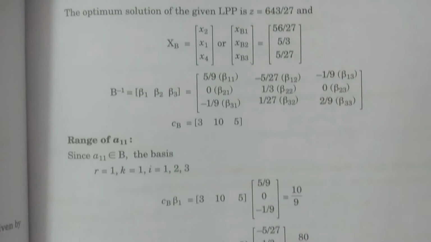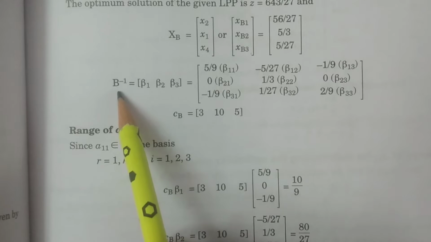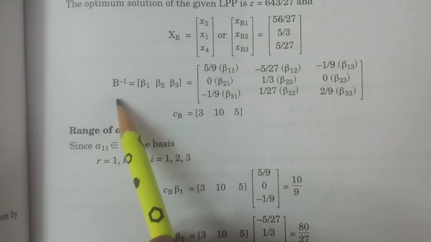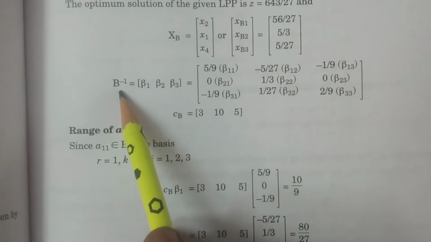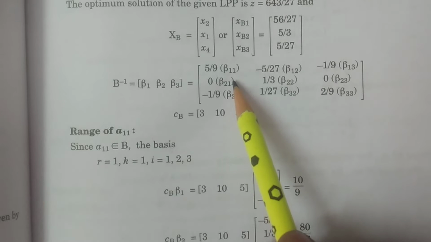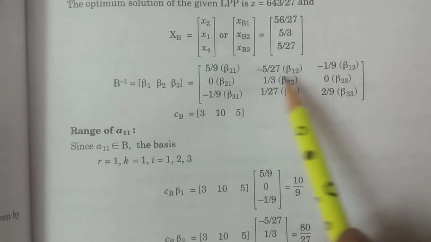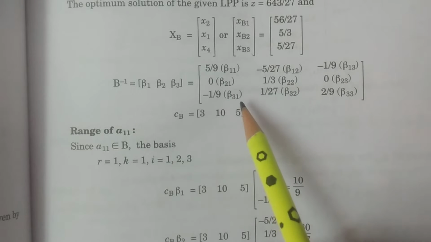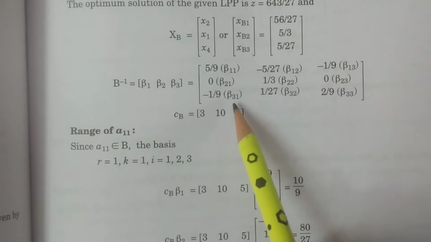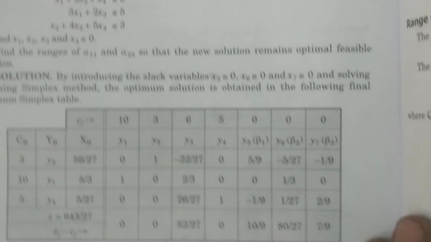Now from these values you have to calculate CB and B inverse. I take the inverse of B, which is also available in the final optimum simplex table. There, beta 1, beta 2, beta 3, in which you have to write each and every element: beta 1 1, beta 1 2, beta 1 3, beta 2 1, beta 2 2, beta 2 3, beta 3 1, beta 3 2, beta 3 3. I have written this clearly, and again I show it in the final optimum simplex table.